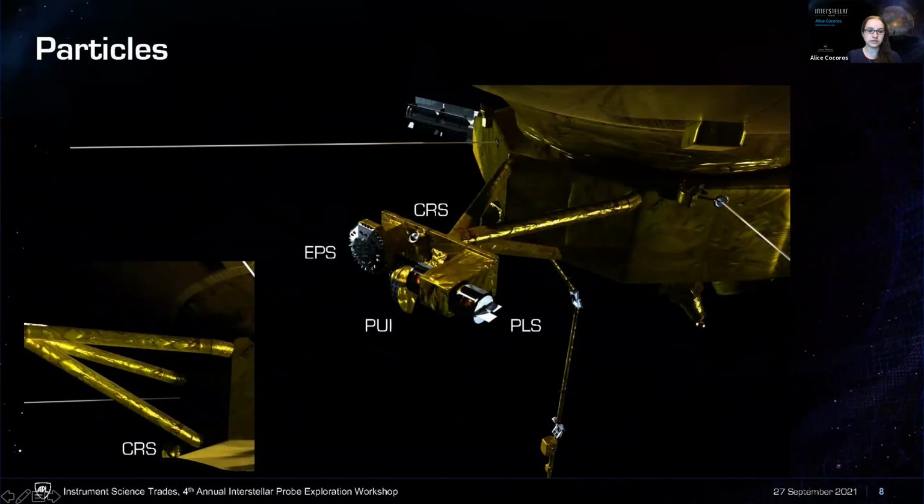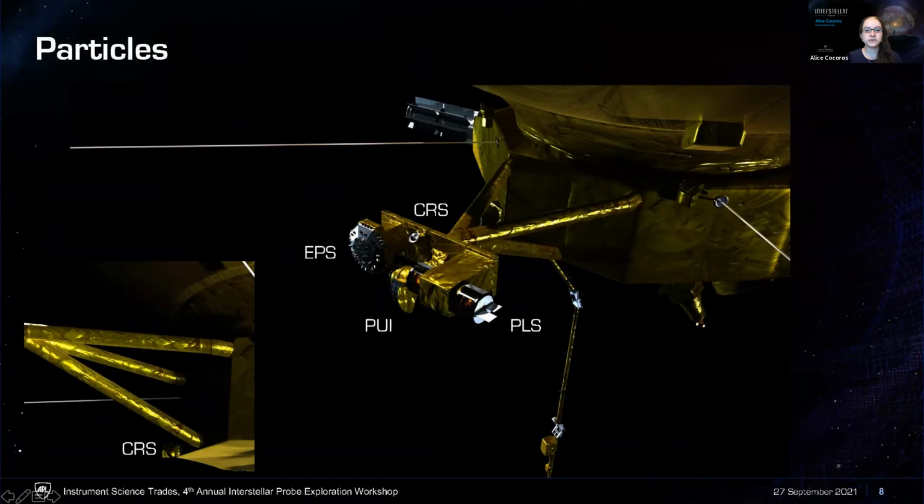We have our particles suite. You can see that the particles suite, with the exception of the second cosmic ray telescope, is accommodated out on a boom. This is done in order to avoid field of view obstructions with the high gain antenna, which is 5 meters, very, very large.